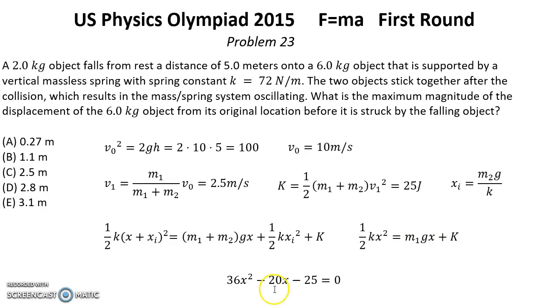When we put in numbers, we have this quadratic equation. We have two roots. One is positive, which represents the lowest position, and the negative represents the highest position. And by magnitude, the lowest position will be greater than the highest position. So this is why we take the positive root for the answer, and that's equal to about 1.15, which is answer B.